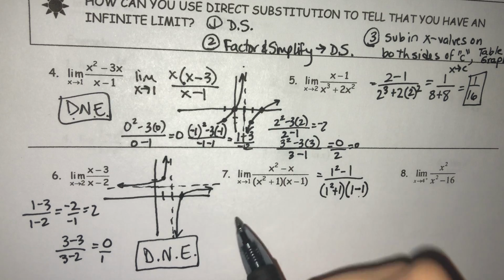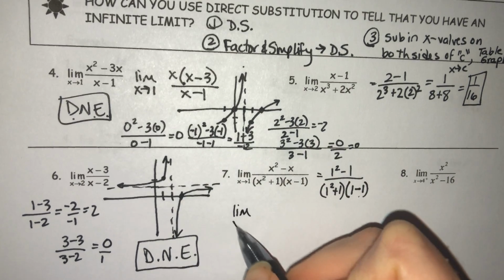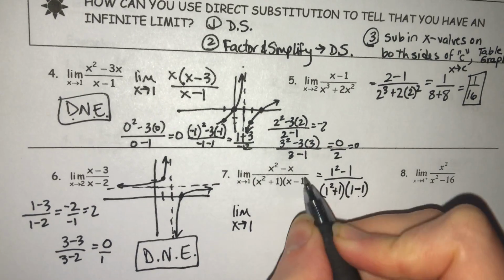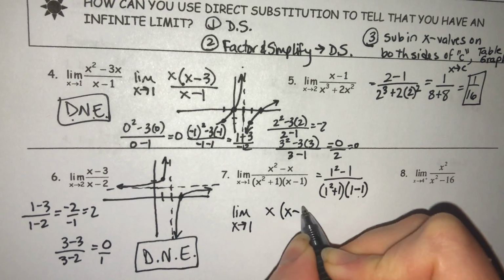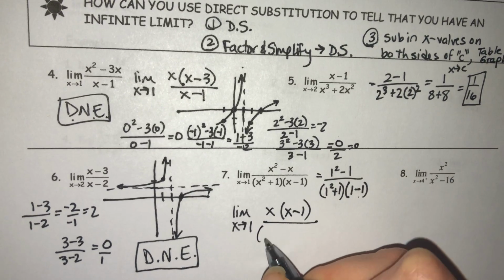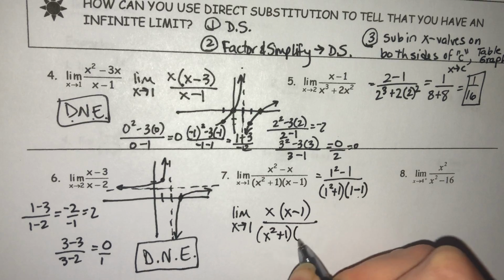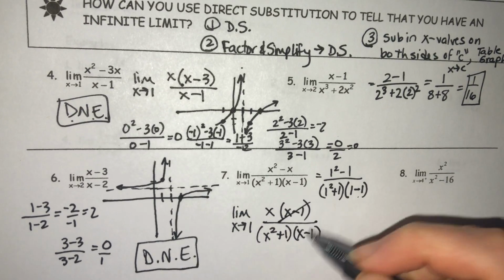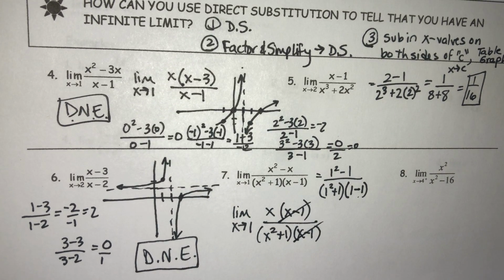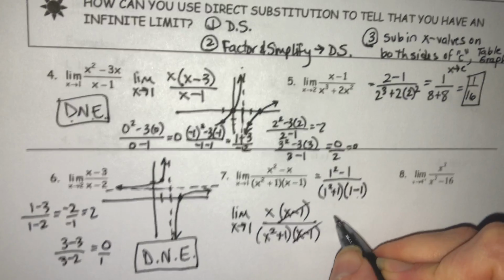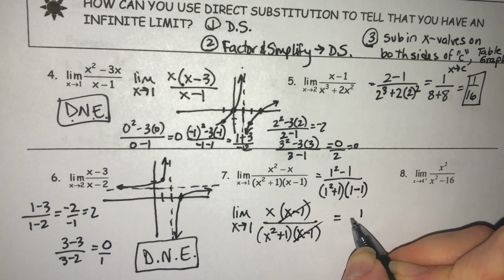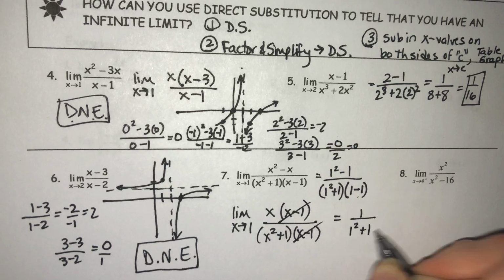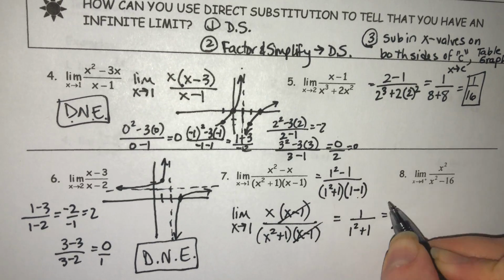Maybe we can do factor and simplify because that numerator is factorable. Pull out the common factor of x. X minus 1 would be remaining. Woohoo! That is the factor that was causing us problems in the denominator, and it goes away. Now we do direct substitution. So this would equal 1 over 1 squared plus 1, which is 1/2.